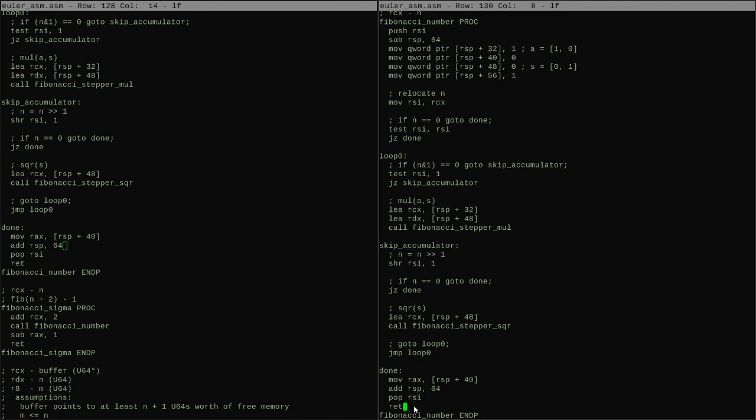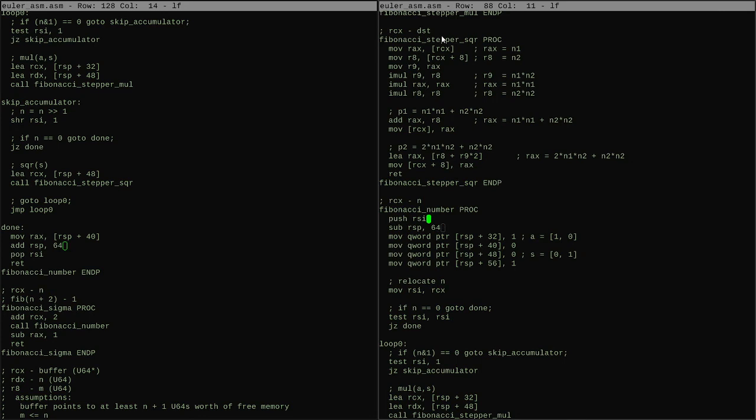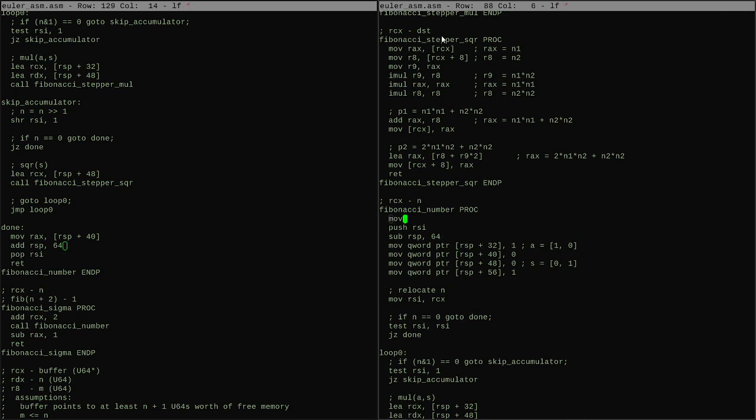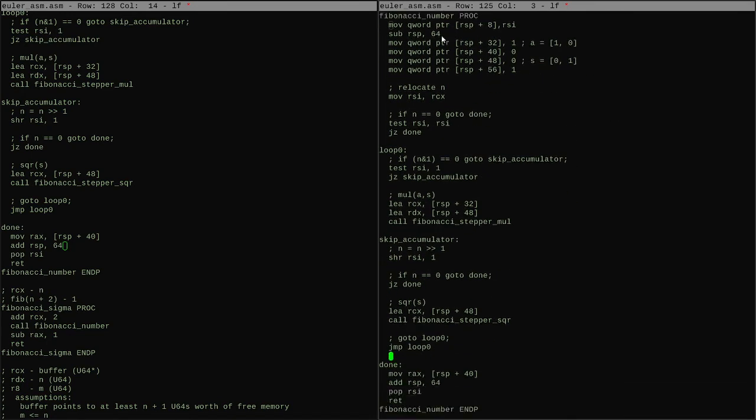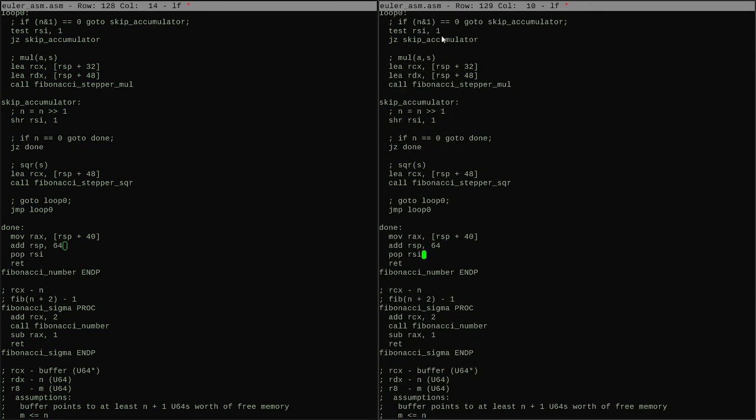Top RSI return, right. So finally, instead of this, we could use the existing shadow space. So let's try that. Keyword putter, RSP plus 8, RSI. So instead of pushing RSI, we will move it to RSP plus 8. And instead of popping RSI, we will move it from RSP plus 8.